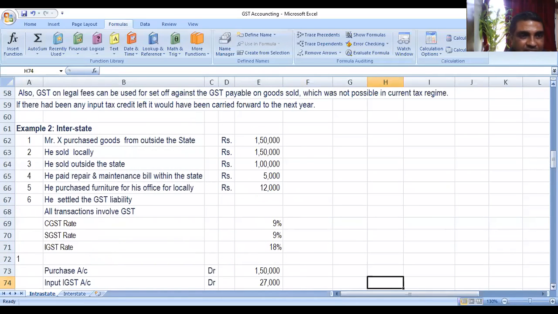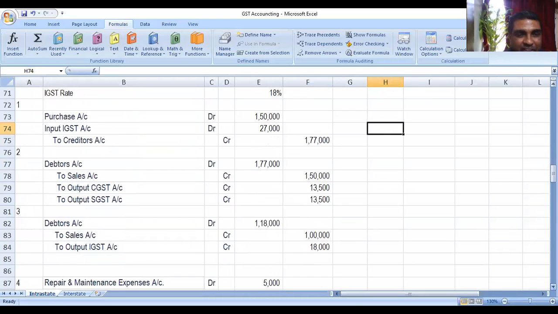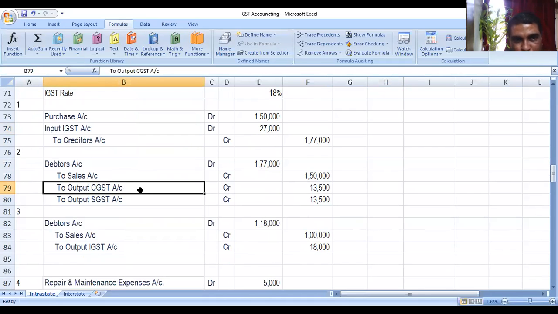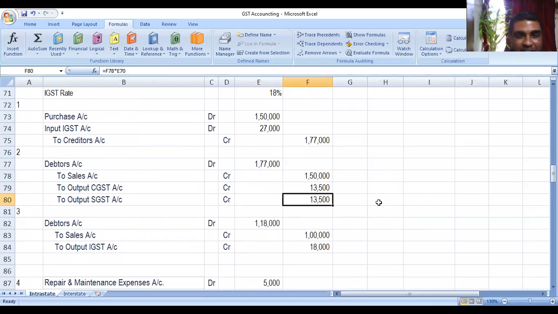Okay. Next is sold locally. Locally means CGST and SGST liability will be there. So debtors account debit to sales account 1,50,000, to CGST, this is output CGST, 13,500, output SGST 13,500. Okay. This entry is clear. One purchase entry, intrastate purchase, and intrastate sales is over.